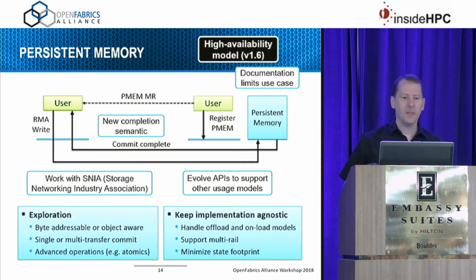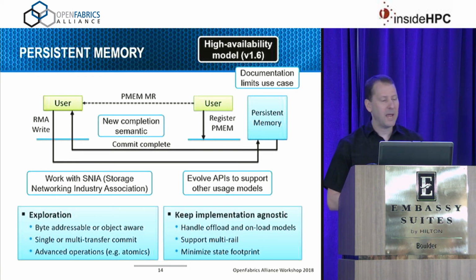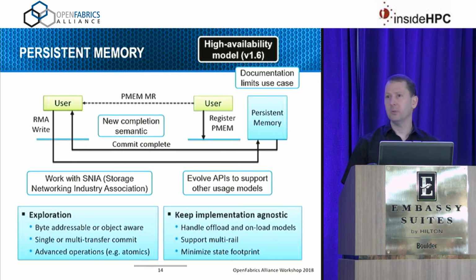Persistent memory. This is something that we started adding into 1.6. We expect it to be expanded. In 1.6, we added just a couple of very small pieces. We wanted to start somewhere, but at least now we have something that we can deal with persistent memory. We added a new completion semantic, from LibFabric's viewpoint. LibFabric defines when you get a completion locally, what does that mean?